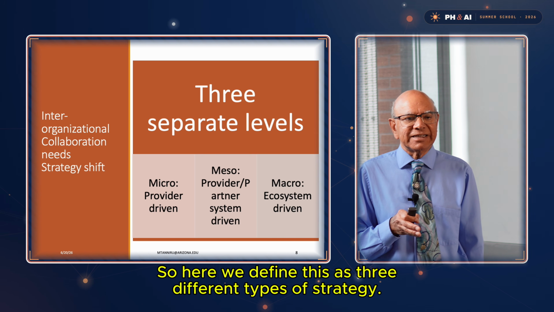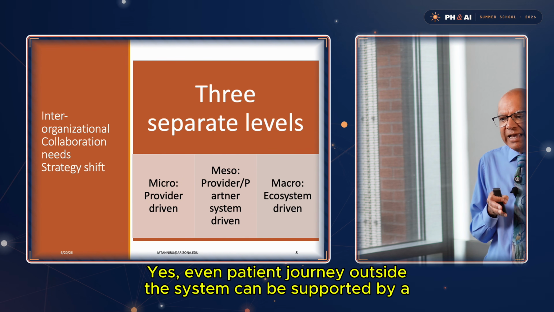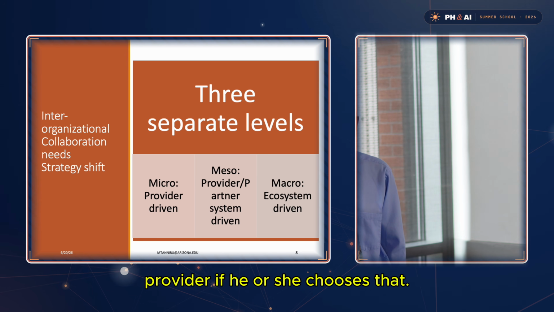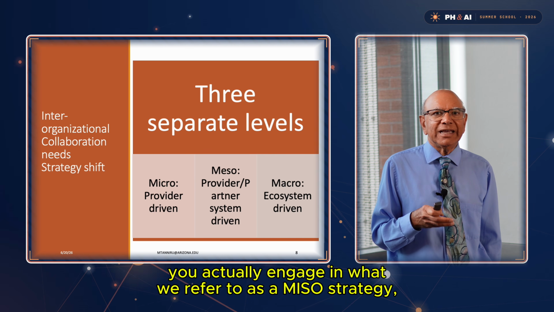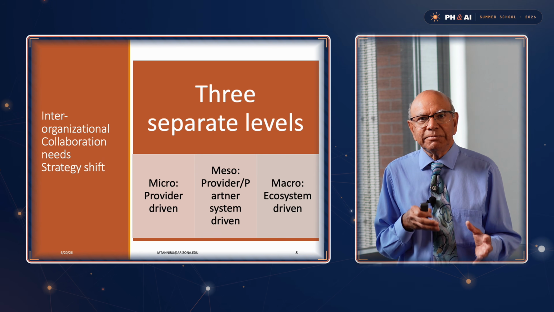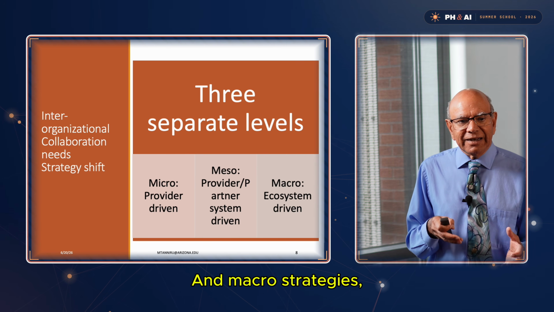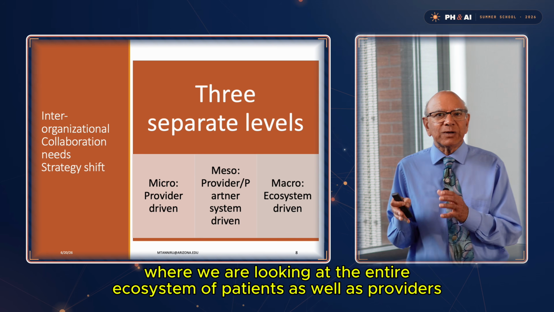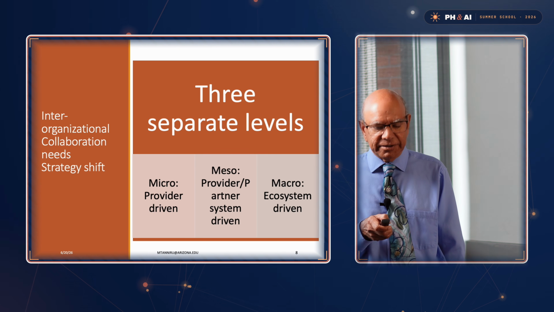So here we define three different types of strategy. Micro, which is provider-driven. Yes, even the patient journey outside the system can be supported by a provider if he or she chooses that. But more often than not, you actually engage in what we refer to as a meso strategy, where you are engaging patients and partners to support the patient journey. And macro strategies, where we are looking at the entire ecosystem of patients as well as providers and partners. And we will talk more about macro strategies later.